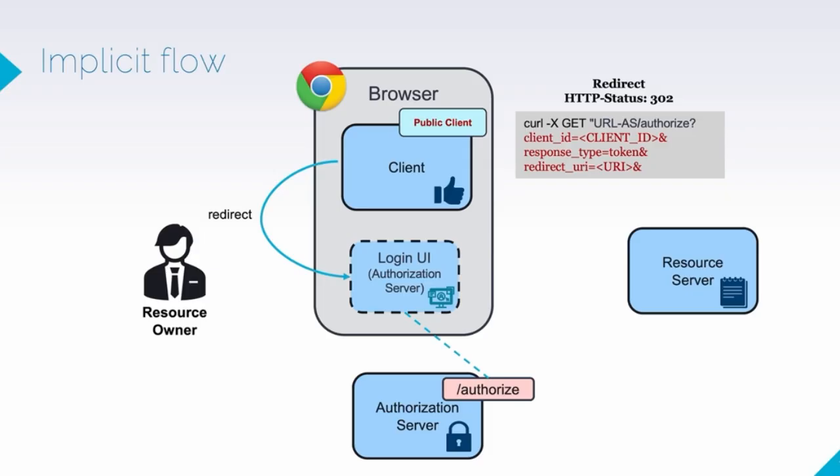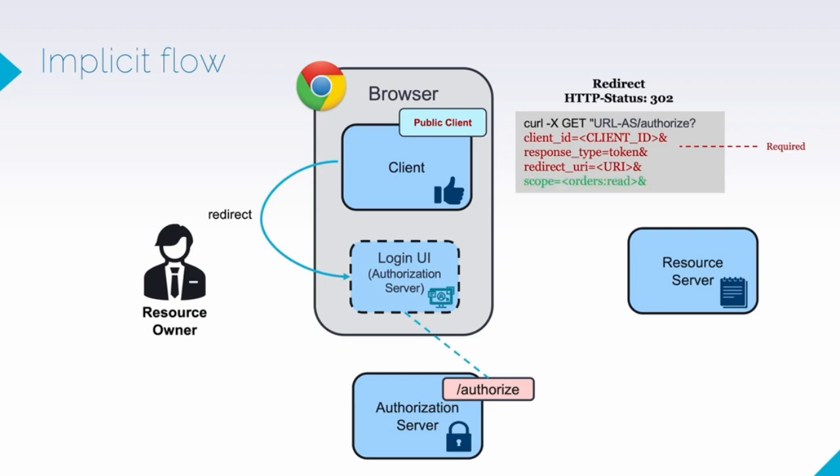Redirect URI: this specifies where the authorization server should redirect the resource owner after successful authentication. For security reasons, these URIs must be pre-registered in the authorization server, either as an approved list or using regular expressions like wildcard.example.com. These three parameters, client ID, response type equals token, and redirect URI, are required for the implicit flow.